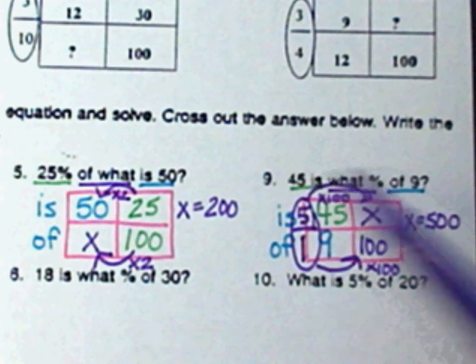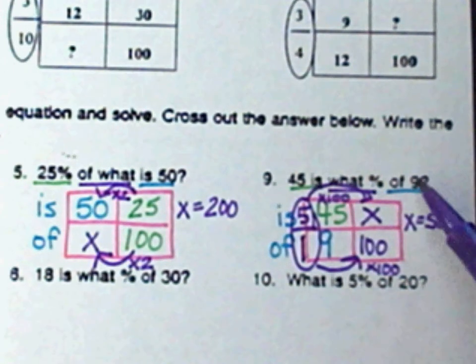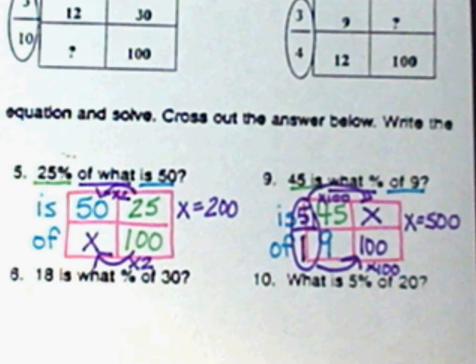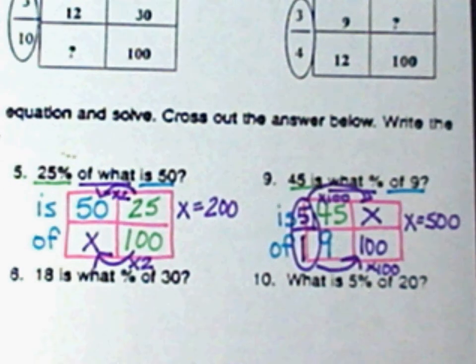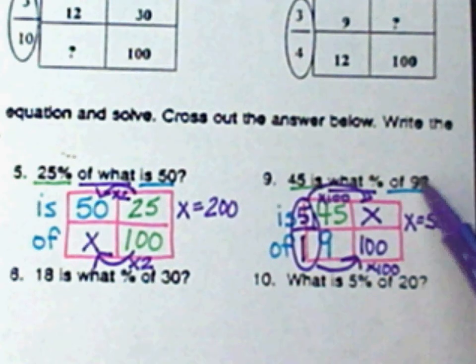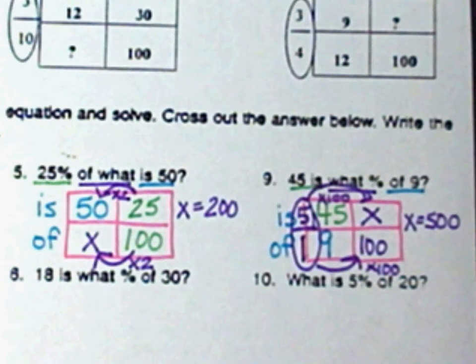So 9 divided by 9 is 1. 45 divided by 9 is 5. So I'm left with the reduced 5 over 1. Now, can I get from 1 to 100? Yes, it's times 100. Whatever I do to the bottom, I do to the top. 5 times 100 equals 500, so x equals 500. So 45 is what percent of 9?